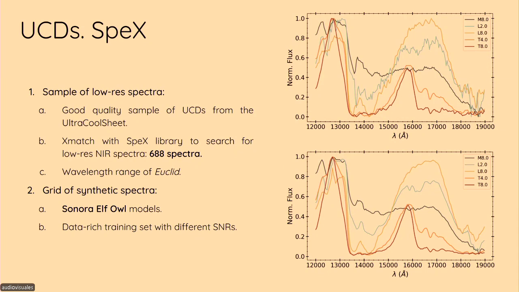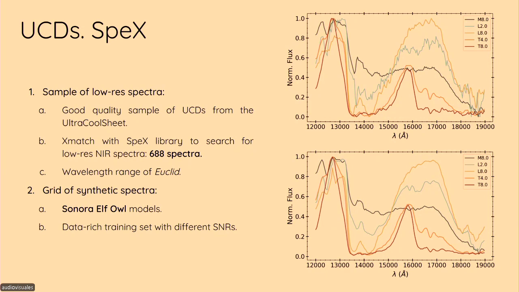And we didn't take the full spectra, but we only took the wavelength range that will be provided by Euclid, as what we want to test is if our methodology is of use for the data that will be provided by Euclid. And for the grid of synthetic spectra, what we did is to build a grid using the new Sonora Elf Owl models. And we enriched our training data set by performing data augmentation, adding different random signal-to-noise ratios to the synthetic spectra.